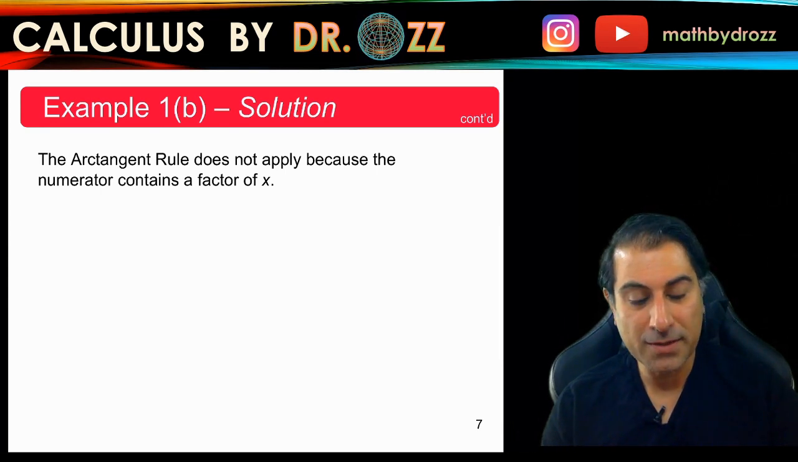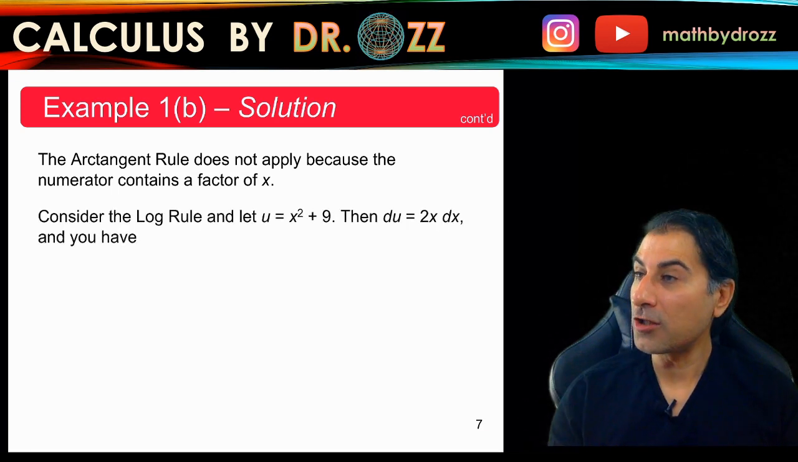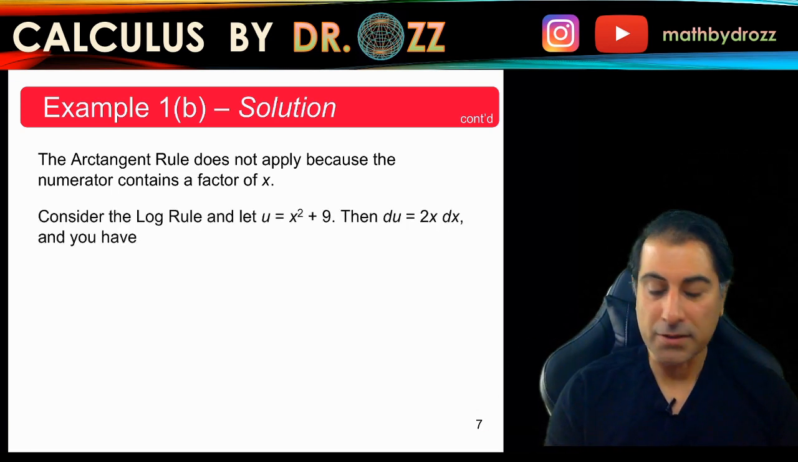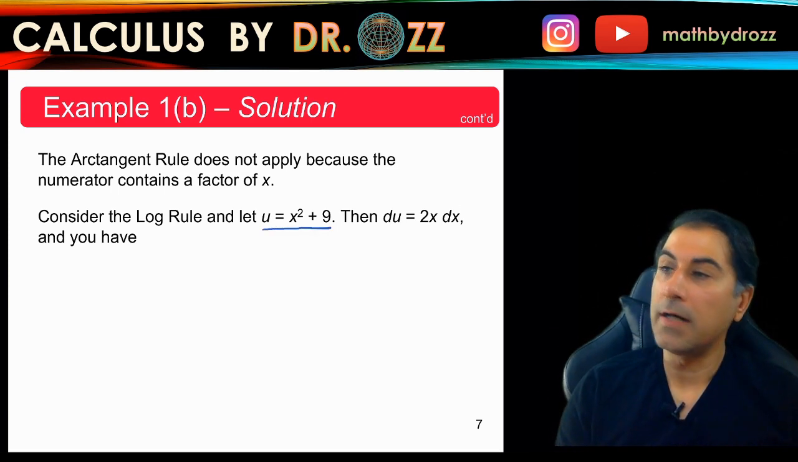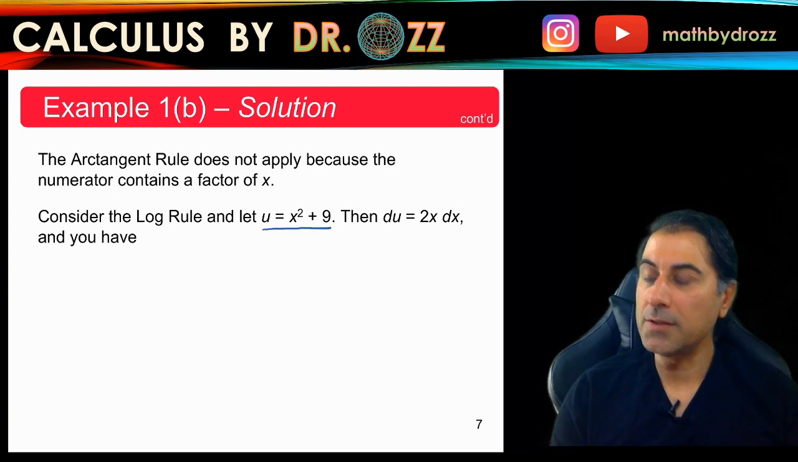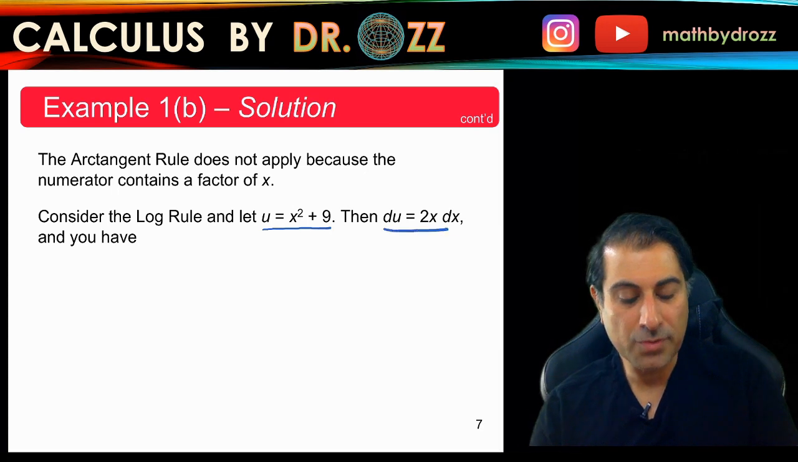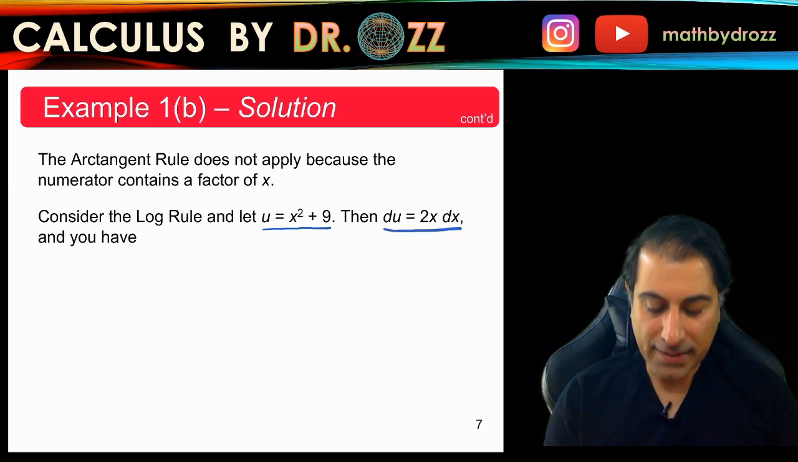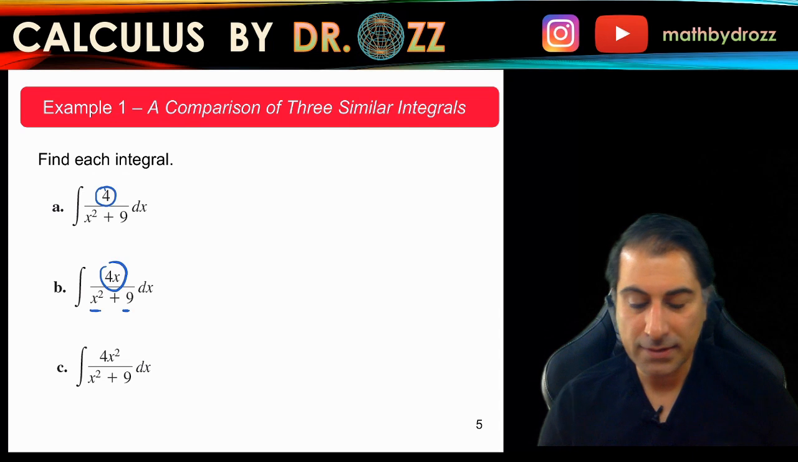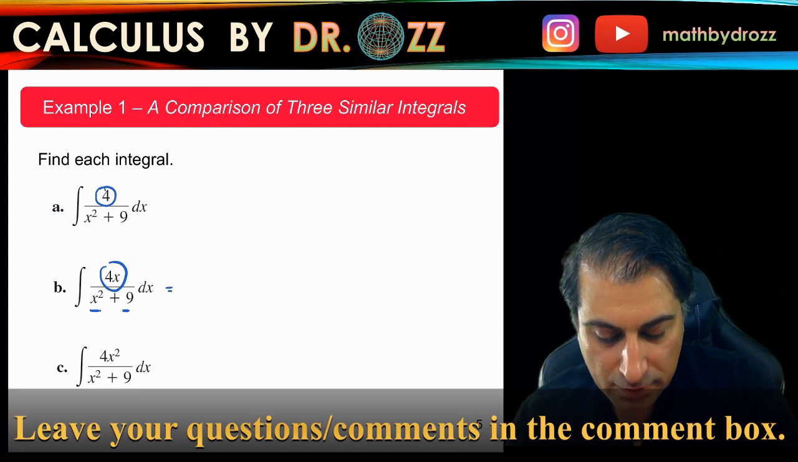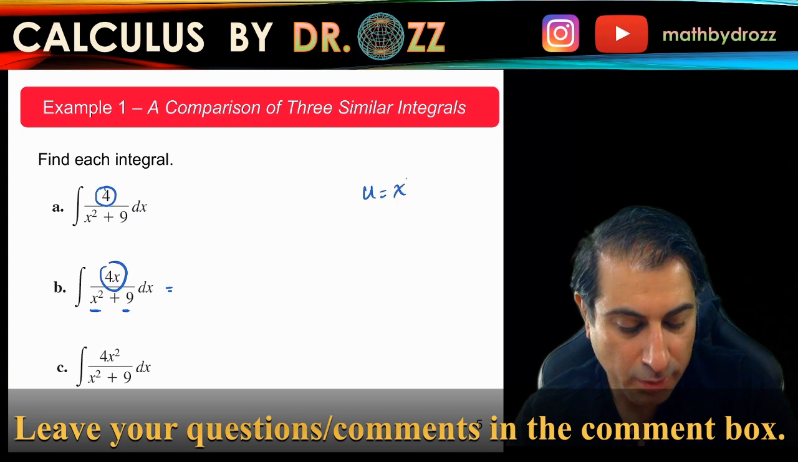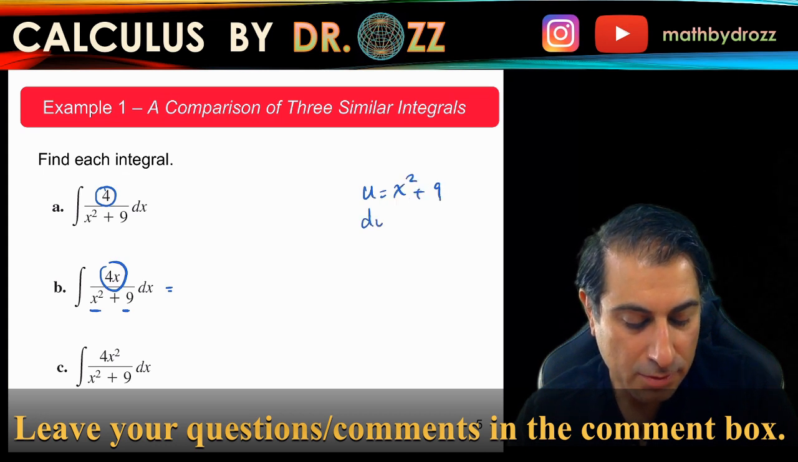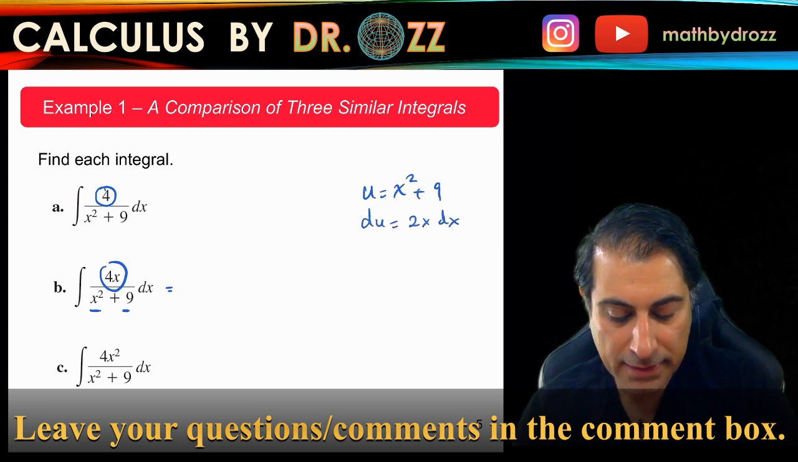What we're going to do is to use the log rule or u substitution, so that you call the bottom to be u, so x squared plus 9 is u, so that du equals 2x dx. Okay, let's go ahead and rewrite that integral. So u equals x squared plus 9, du equals 2x dx. Here we go.